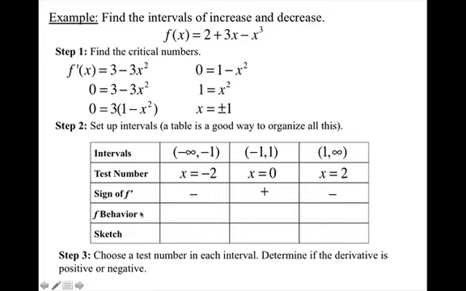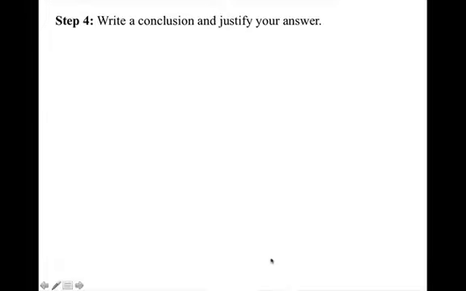So what that means is that on negative infinity to negative 1, my function's decreasing. From negative 1 to 1, it's increasing. And from 1 to infinity, it's decreasing. And if I really wanted to look at what the graph would look like, it would be decreasing, increasing, decreasing. Now, this is not enough for the AP test. If you want full credit, they want your justification in complete sentences. They will not give you full credit for a table. So step 4 is to write a conclusion and justify your answer.